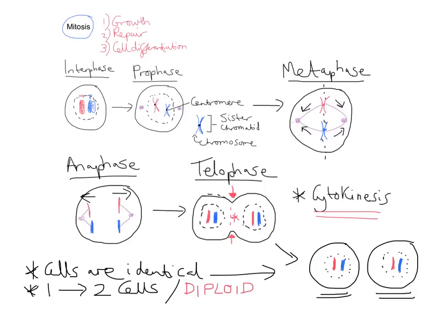But this, you're not. You're making identical cells, one cell creating 2 copies, both diploid, for growth, repair, and cell differentiation.